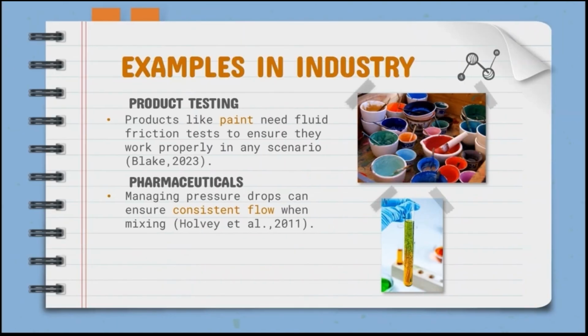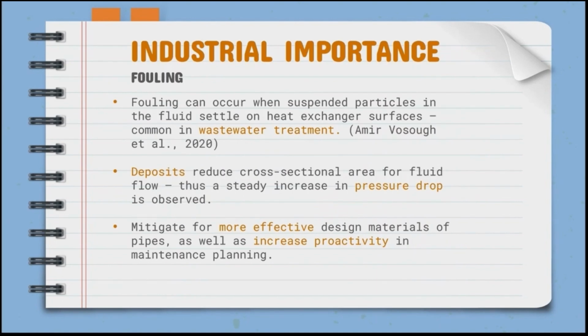Some key industries that you may be familiar with that employ knowledge on fluid friction include product testing in the paint industry to ensure the product performs well in various settings and environments. Another key industry is the pharmaceutical industry, where knowledge on fluid properties is vital for safety and to ensure proper mixing and production. By measuring changes in pressure drop over time, potential fouling can be spotted in a process.